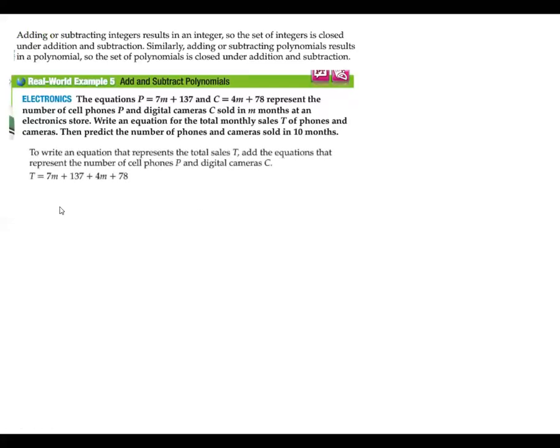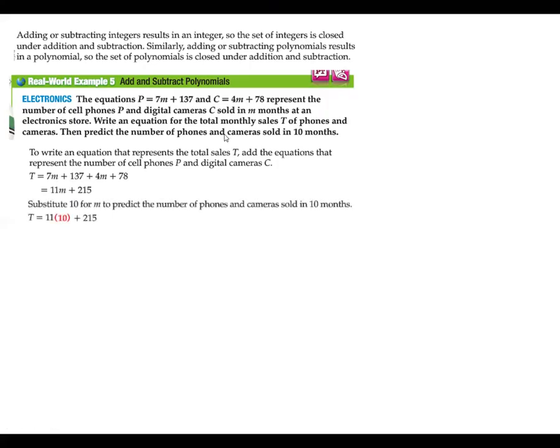Well, to write an equation that represents the total sales, add the equations that represent the number of cell phones P and digital cameras C. So T equals the sum of 7m plus 137 and 4m plus 78. So you just combine like terms, 7m and 4m is 11m, 137 plus 78, 215.